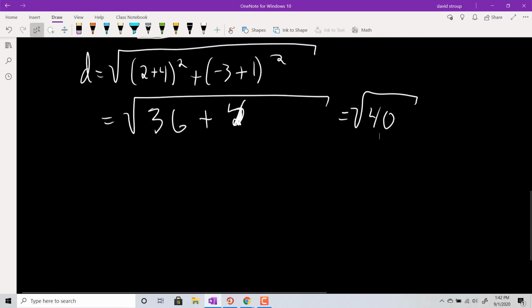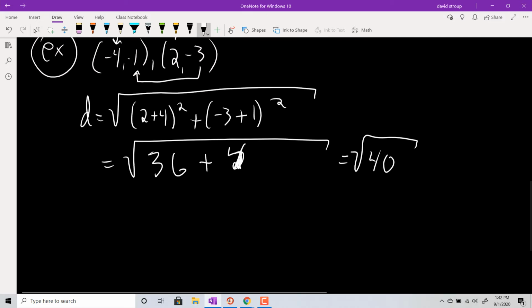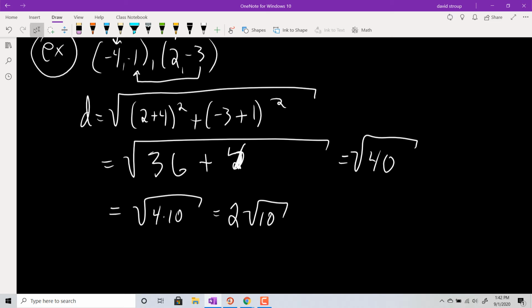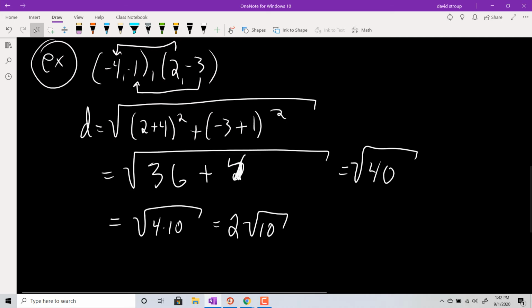And then we want to simplify our square roots. So this is square root of 4 times 10. And then we could march the 4 out. Square root of 4 is 2. And we get 2 root 10 for the distance. Okay, that's the first formula.